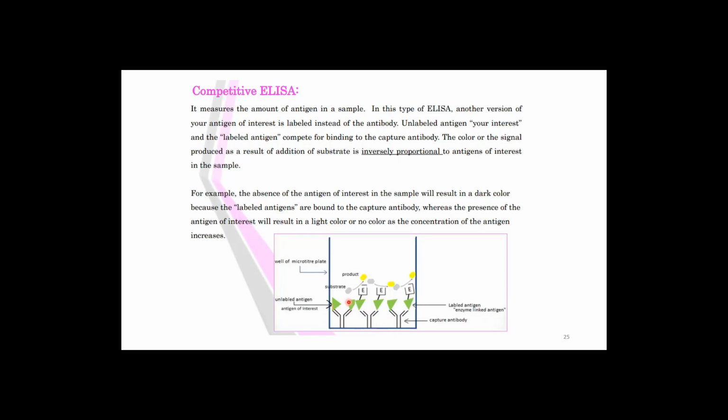Depending on that, after we add the substrate, the enzymes will convert the substrate to product. Obviously there will be washing steps in between to remove any non-specific interactions. So if the concentration of labeled antigen is more, the substrate will be converted to more product, and there will be more visual readout. But if the concentration of our antigen of interest, or unlabeled antigen, is more, then less substrate will be converted to the product, and there will be lesser color produced. That is why in competitive ELISA it is inversely proportional to the antigen of interest in the sample.